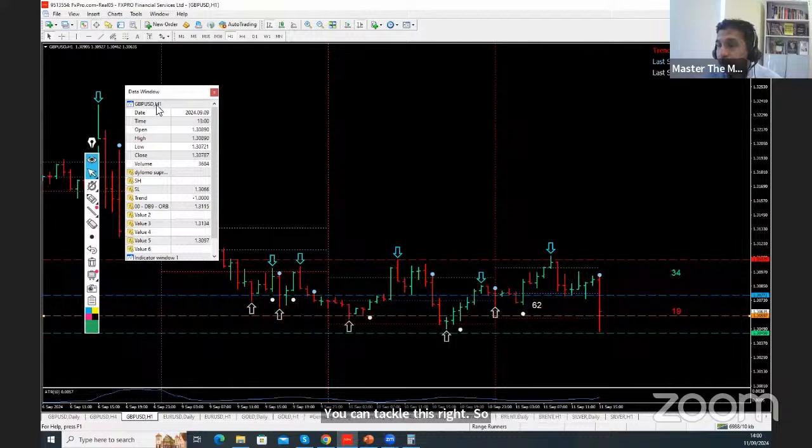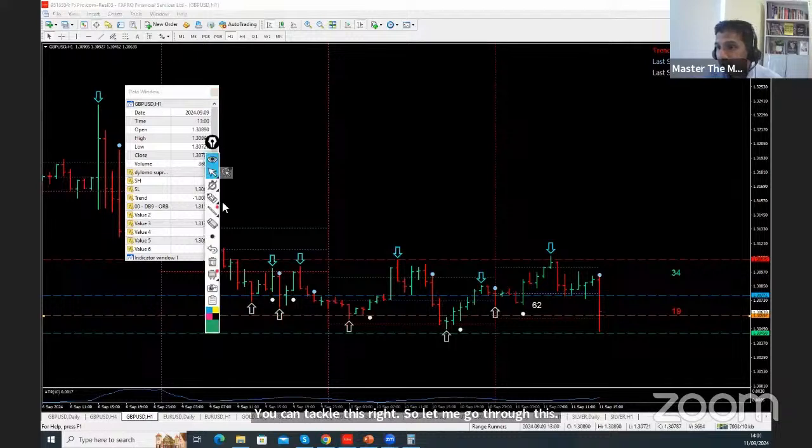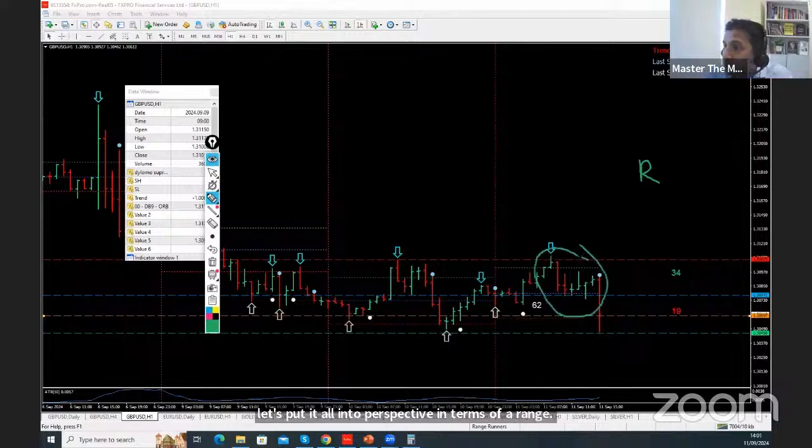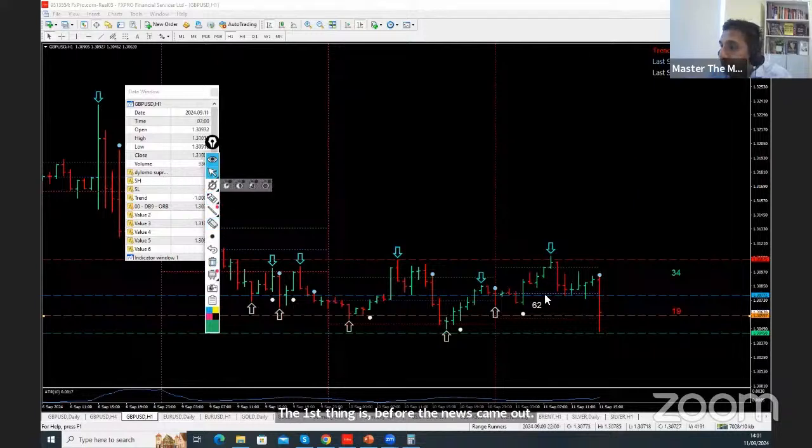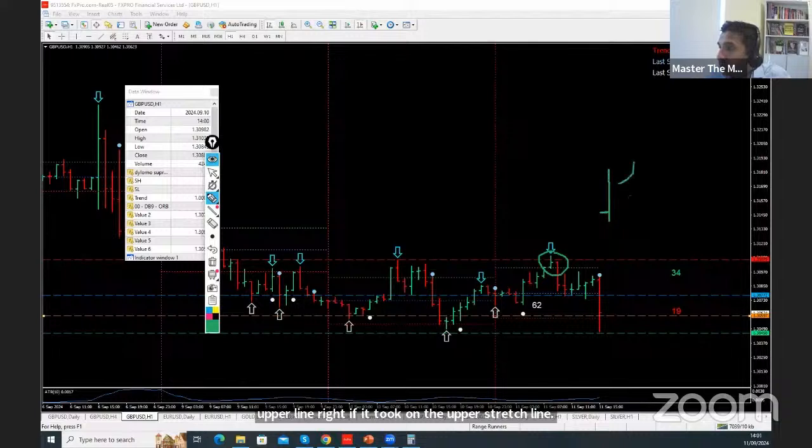Now, the first thing is you must understand. So let's put it all into perspective in terms of a range capture, right? If you were analyzing this much earlier in the day, the first thing is before the news came out, you would have observed that this bar, of course, you wouldn't have seen, but before that, you would have seen that it took out the upper stretch line, right? If it took out the upper stretch line, there's a higher chance that the bigger range from the open is going to form to the upside, isn't it?